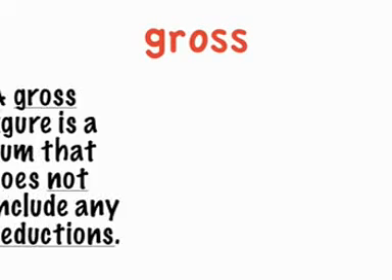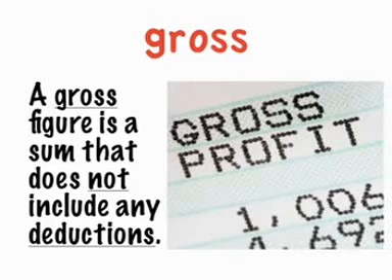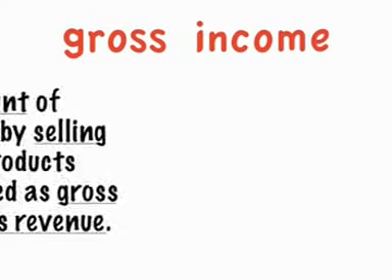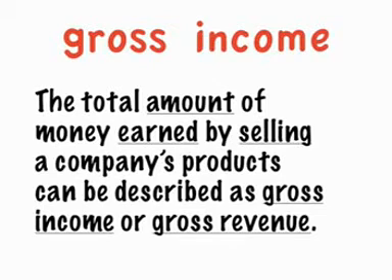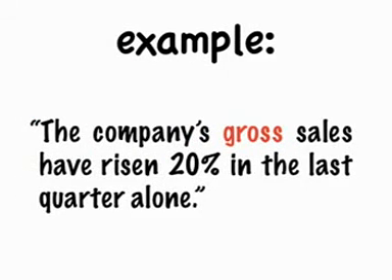Gross. A gross figure is a sum that does not include any deductions. For example, the total amount of money earned by selling a company's products can be described as gross income. Another term for gross income is revenue. The company's gross sales have risen 20% in the last quarter alone.